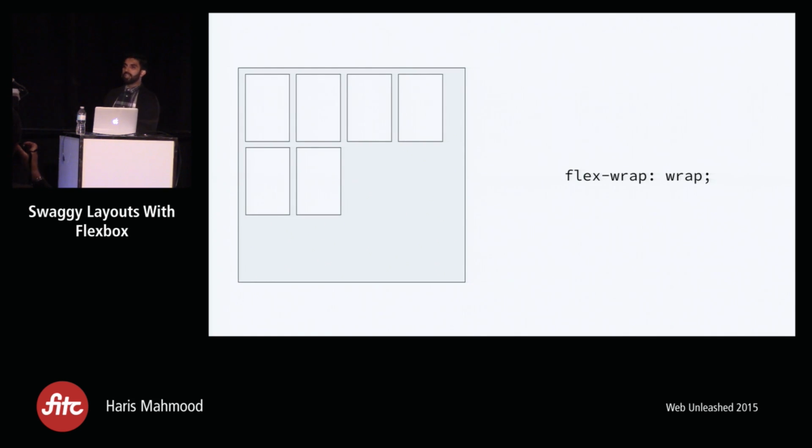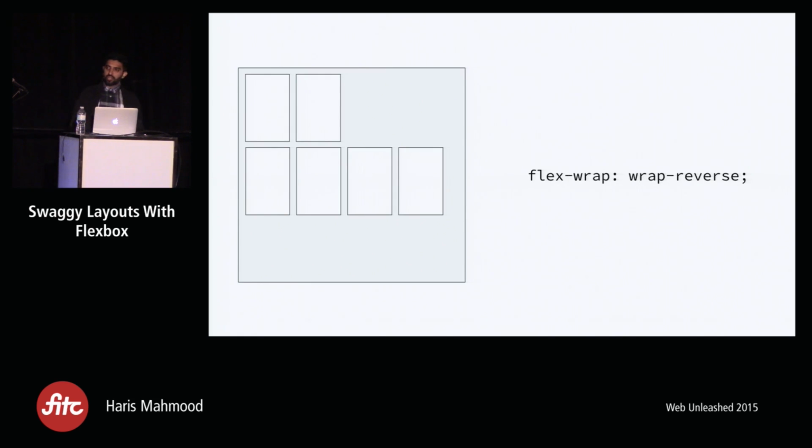If your items don't fit, move them to the next line. This is probably the most common way we've seen inline items or float items work when we're working with CSS today. Then we also have wrap reverse. I can't say I've used this. This is very strange, but it exists. If you use it, please tell me. I would love to see the use case for this.